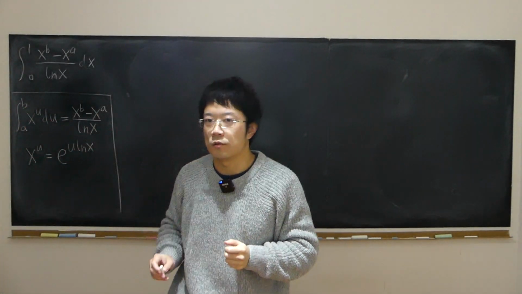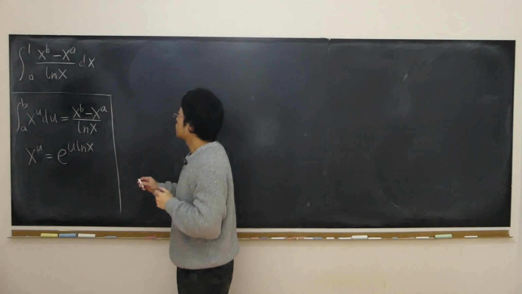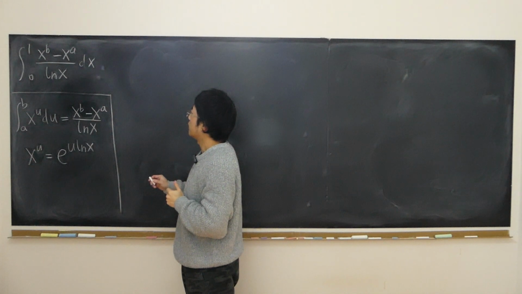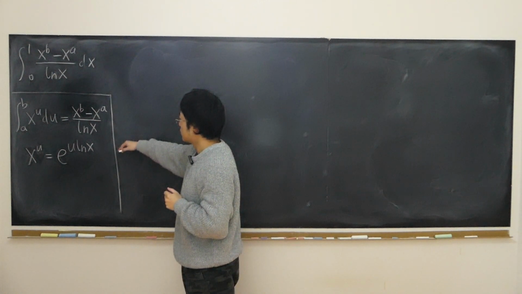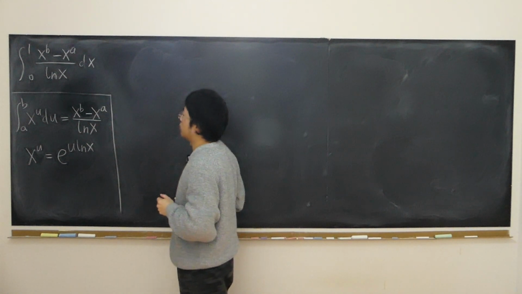Let's find out the integral from 0 to 1 of (x to the power of b minus x to the power of a) over natural log of x dx. We're going to quickly recall two simple facts to help us solve this integral.